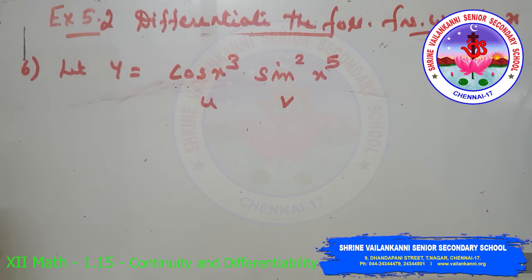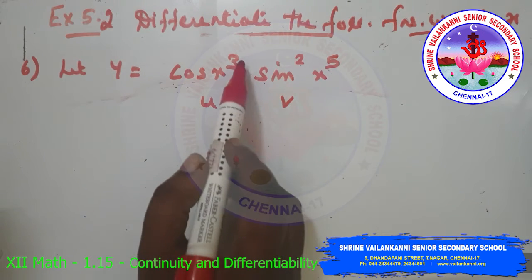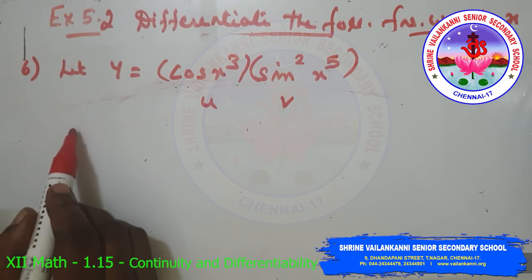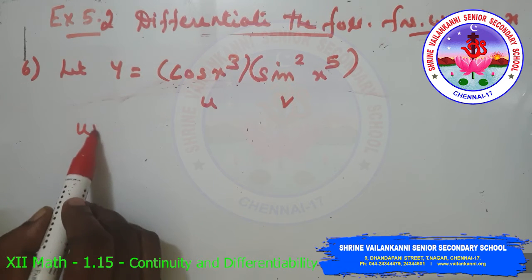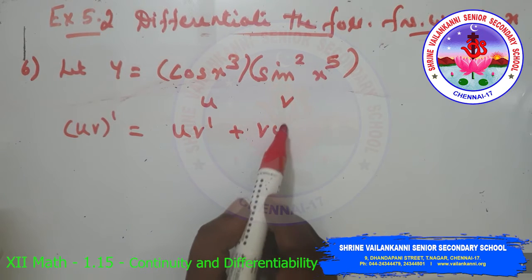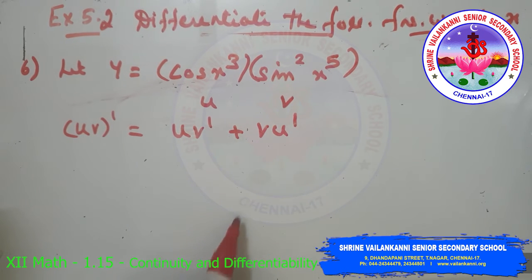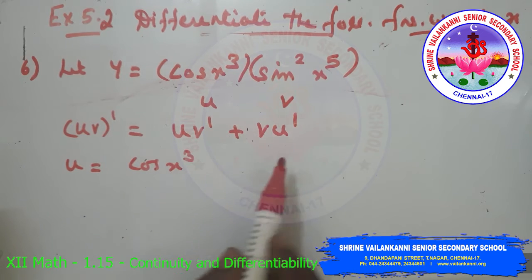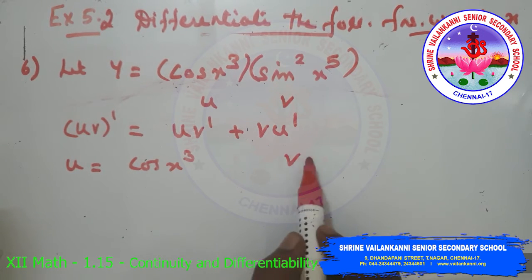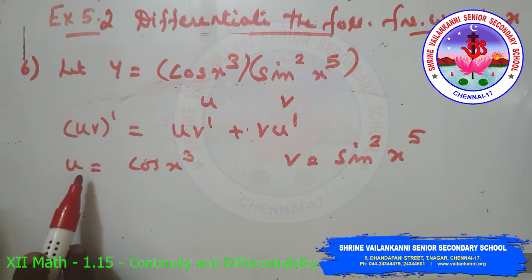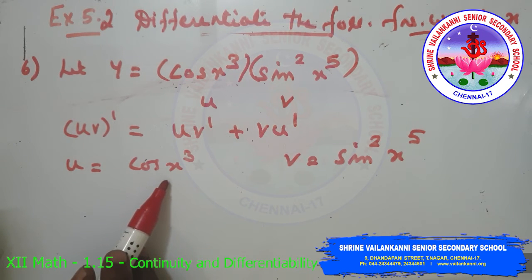Sixth question. Let y equal to cos of x cube sine square of x power 5. Here we have product of two functions. We have to use product rule. uv whole dash is equal to u into v dash plus v into u dash. We can take u as cos of x cube and v as sine square of x power 5. So u equal to cos of x cube.